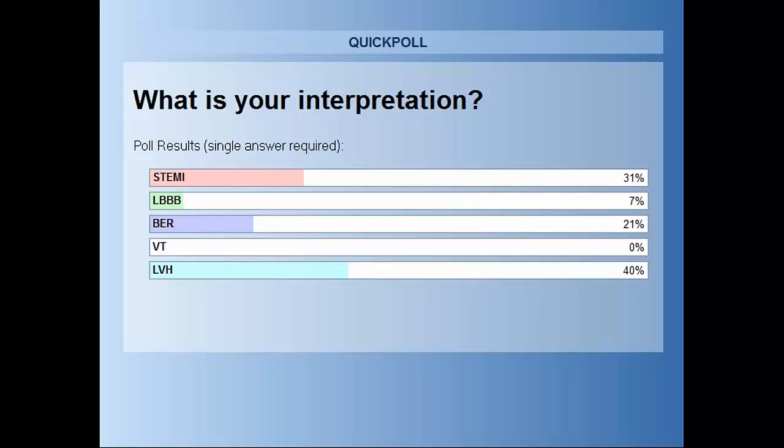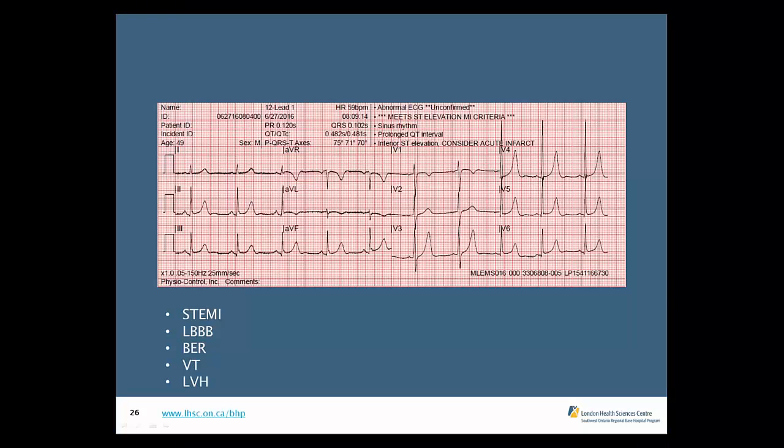So our apologies, guys. It seems we're having some technical difficulties. These are actual ECGs that have occurred in our region, so these are our real-world examples. So it looks like we've got a pretty even split there. We've got the highest answer of about 40% being LVH, 31% STEMI, 21% for benign early repolarization, and 7% for left bundle branch block.